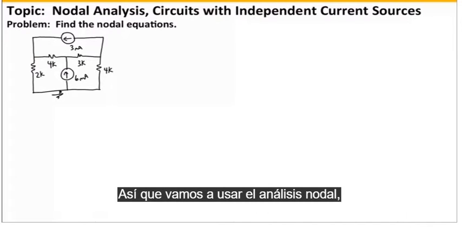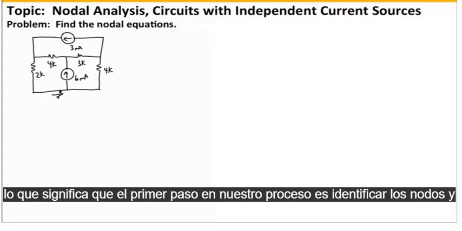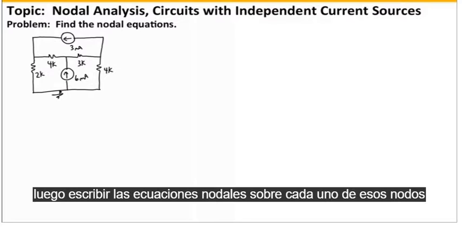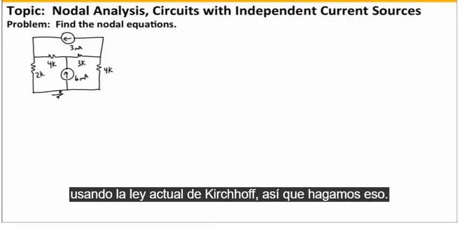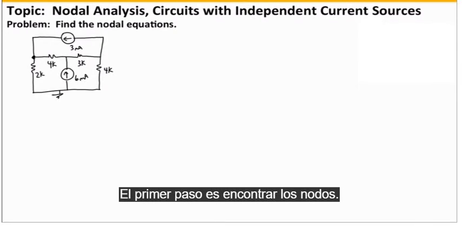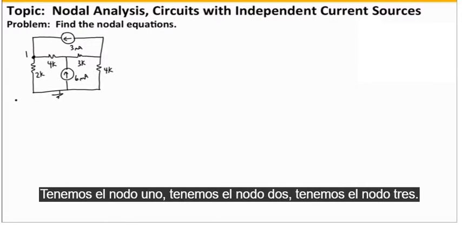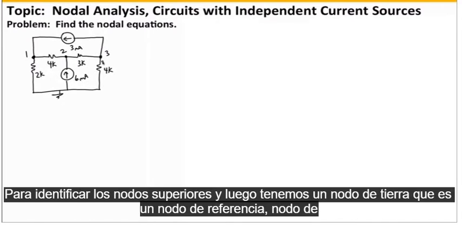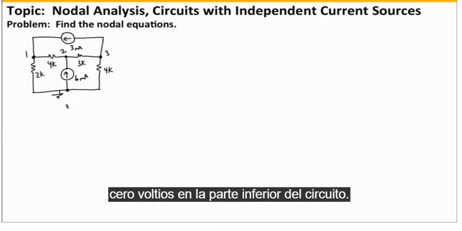So we're going to use nodal analysis, which means that the first step in our process is to identify the nodes and then write the nodal equations about each one of those nodes using Kirchhoff's current law. So let's do that. The first step is to find the nodes. We have node 1, node 2, node 3 to identify the top nodes, and then we have a ground node, which is a reference node, a 0 volt node at the bottom of the circuit.